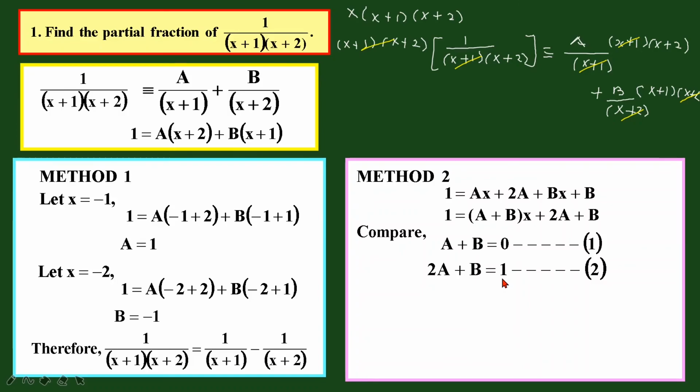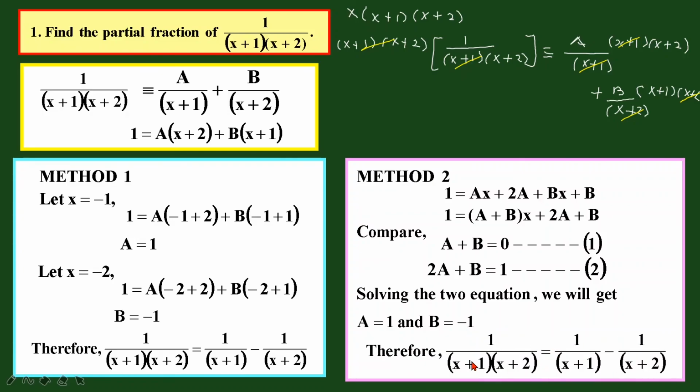Okay, once I'm done, I need to settle the simultaneous equation. I need to solve these two equations. If you need a video on that, please tell me in the comment below. So settle the simultaneous equation and you will get a equals to 1 and b equals to negative 1, and you will put that into your partial fraction.